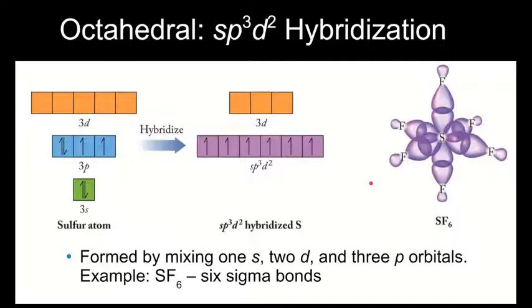Then if we take another d orbital, so now we have 1 s, 3 of these p orbitals, and then we're going to take 2 d orbitals. So you still have 3 d orbitals left over. And now we have 1, 2, 3, 4, 5, 6 sp3d2 orbitals. And this is our octahedral shape because our steric number is 6. So we mixed 1 s, 2 d, and 3 p orbitals to make 6 sigma bonds. So again, this is that sigma bonding rather than pi bonding because it's right along the axis.